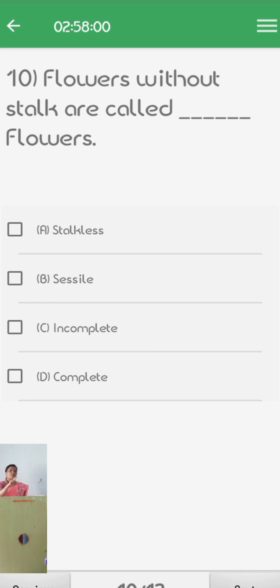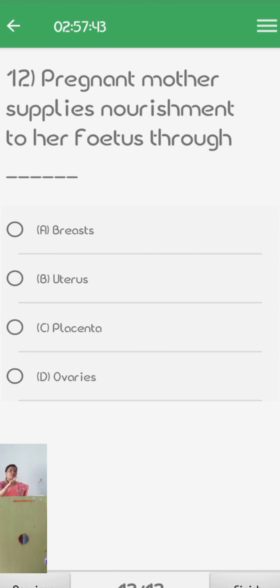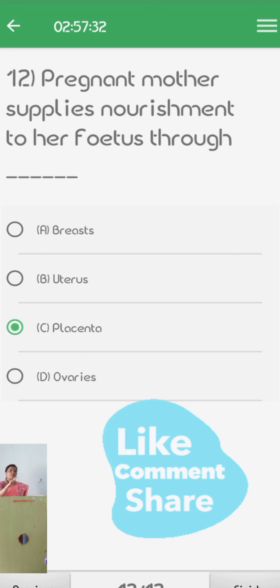Answer is sessile. Number 11, dash on the inner surface of fallopian tubes, oviducts, pass the egg towards uterus. Answer is cilia. Number 12, pregnant mother supplies nourishment to her fetus through dash. Answer is placenta. Thank you.